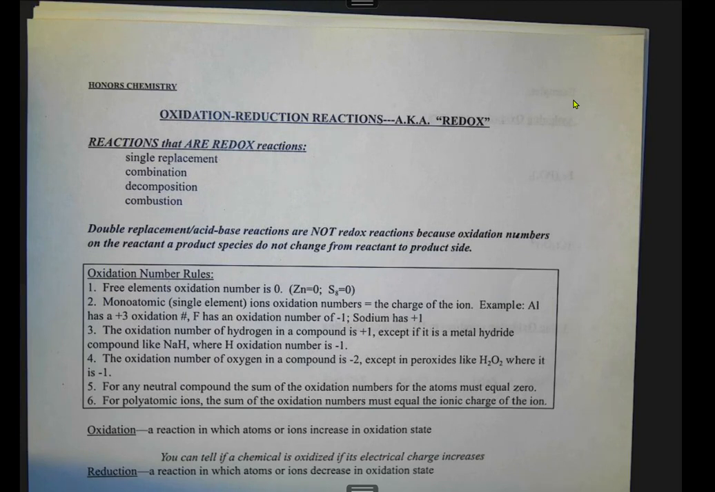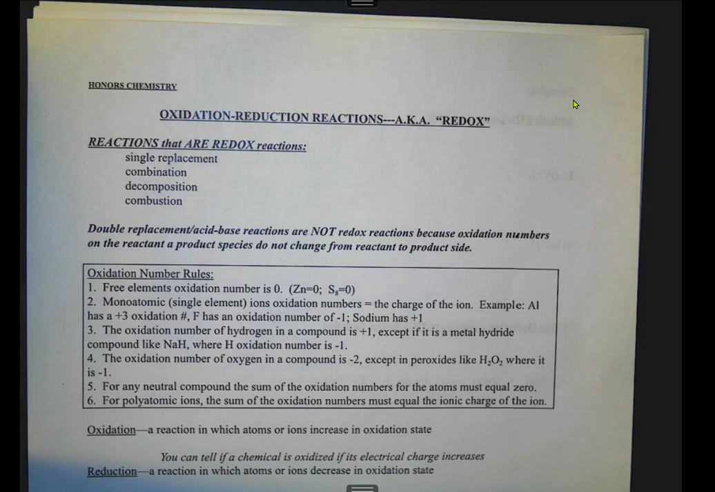So, if you have your notes handy, you can see that reactions that are redox would include any reaction that we would normally label single replacement, combination, decomposition, or combustion. Some reactions that don't fit well in one of those categories might also be an example of a redox reaction. But here's the thing: double replacement reactions are never, ever going to be redox reactions because double replacement reactions lack the one thing that all those other reactions have, and that is the oxidation numbers of the individual components in the double replacement reaction don't change from the reactant side to the product side.